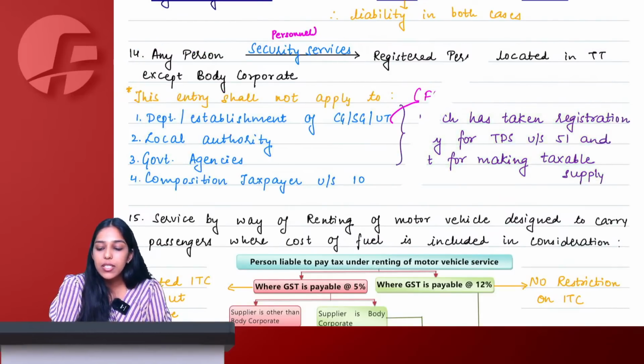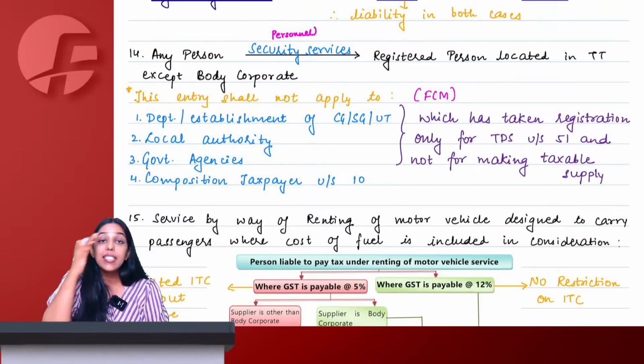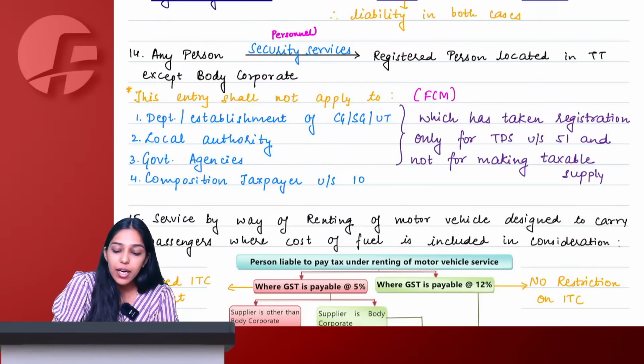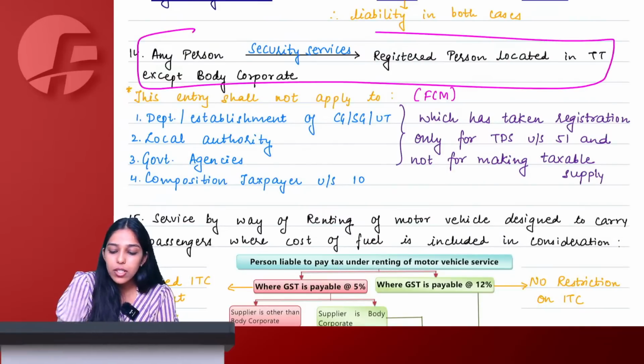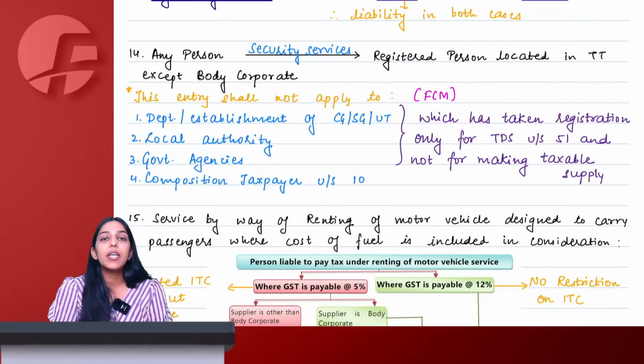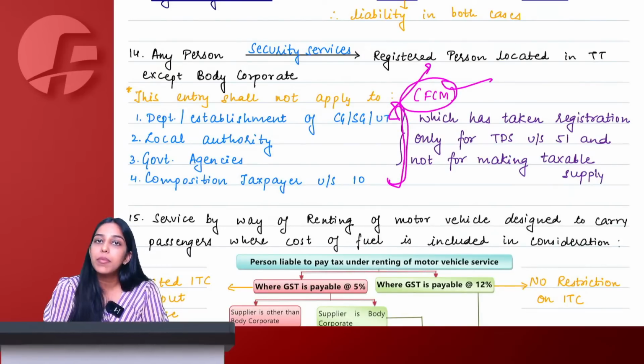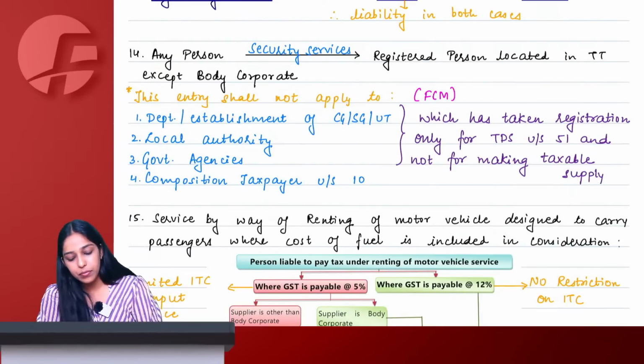See, security services are never exempt under GST. Understand, security services are never exempt under GST. It will be either RCM or FCM. So according to this provision, you need to check RCM. Otherwise, all the other cases automatically become forward charge mechanism only. For these 4 people being recipients, always and always forward charge mechanism will apply.